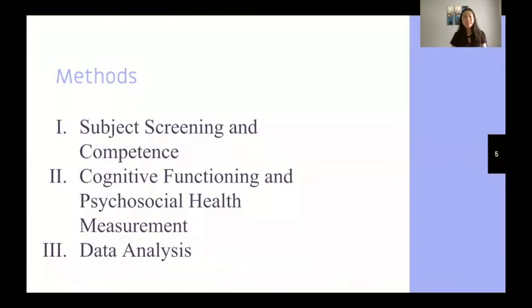So now we'll jump right into my methods. For better clarity, I've separated my methods into three distinct parts. Part 1, subject screening and competence. Part 2, cognitive functioning and psychosocial health measurement. And finally, part 3 is all about my data analysis.